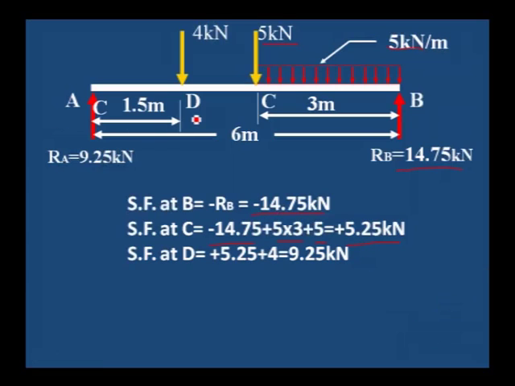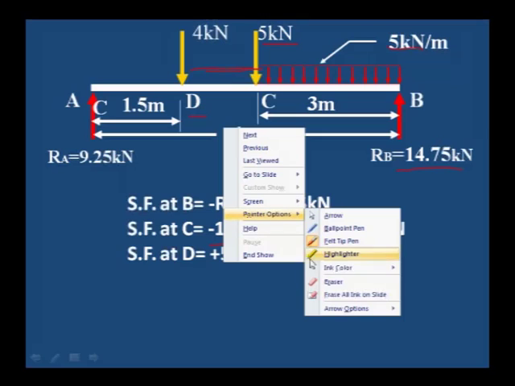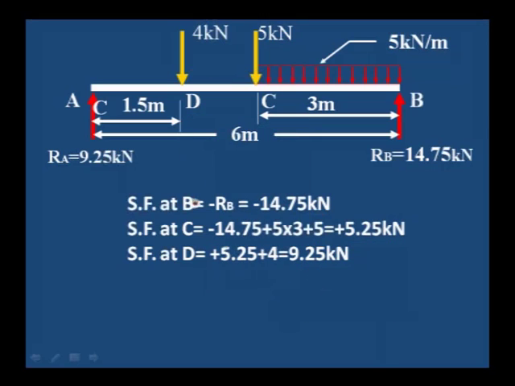Then shear force at D, no load in between D to C, but at D one point load is there, 5.25 previous value plus 4 kilonewton, that is 9.25 kilonewton is the shear force at D. No load is added between C to D, therefore shear force at A is also equal to 9.25, that is equal to the RA value. 9.25 kilonewton plus value is the shear force at A. Like this we have to calculate the shear force.